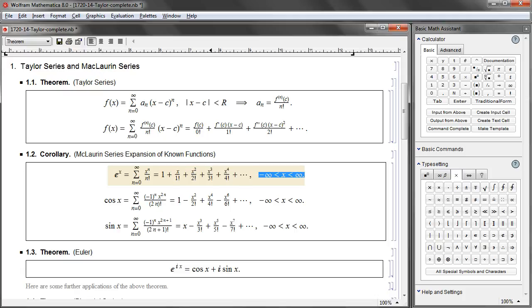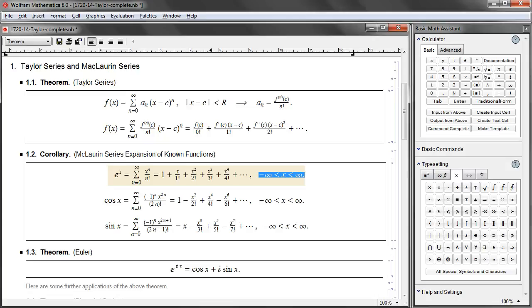I'm going to leave the students to check the interval of convergence is negative infinity to infinity. You can use the ratio test, and you can easily see that no matter what x value you get, the limit of the ratio is heading towards 0, which is always less than 1.